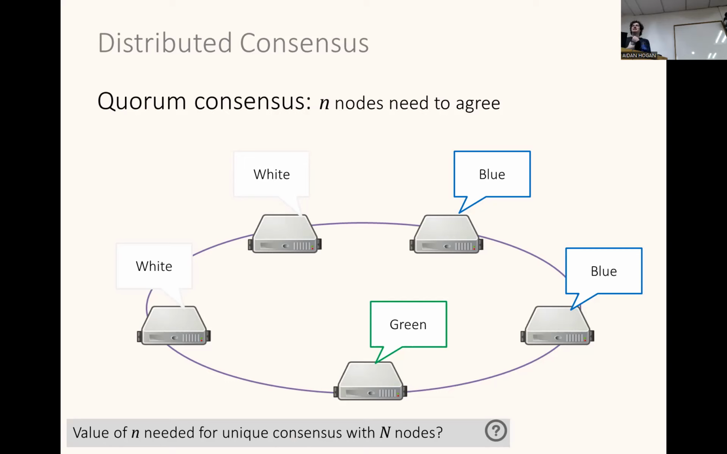3, yeah. So it would be the same as majority. We need more than half, yeah? So N has to be greater than N over 2, yeah? So we need 3 in this case, or we need more than half in the general case. Okay.